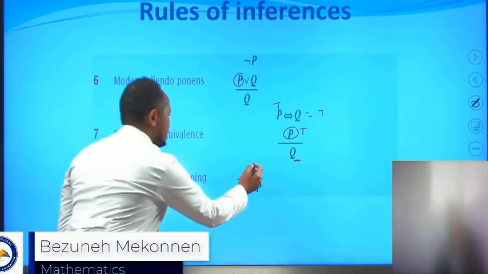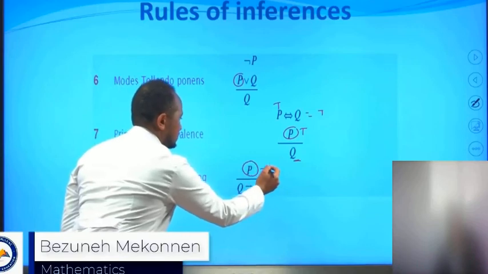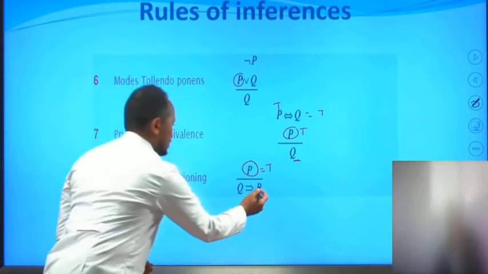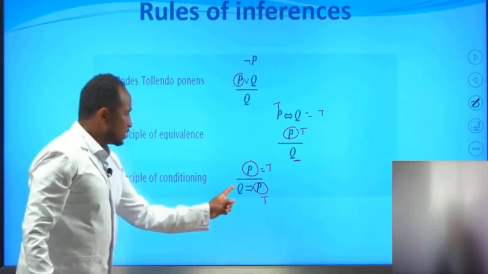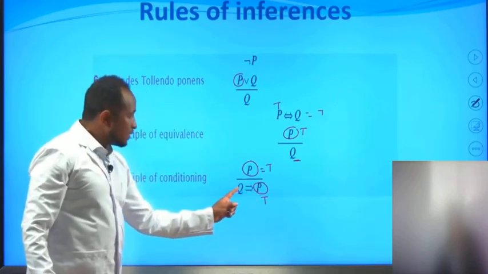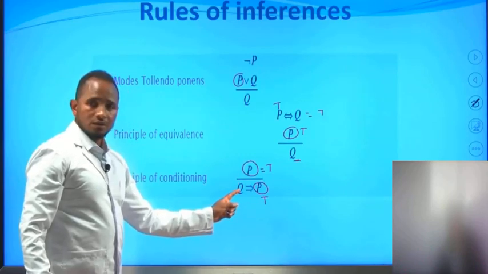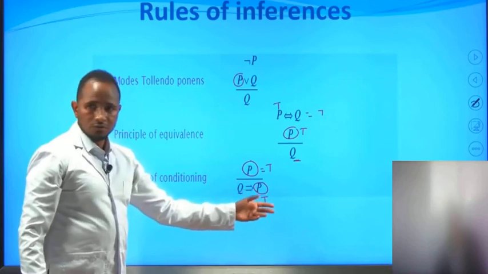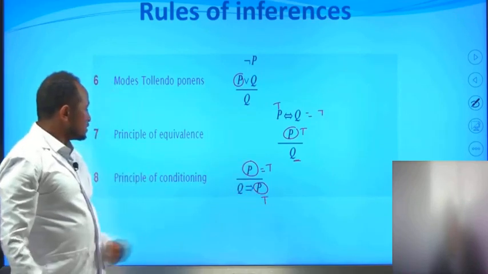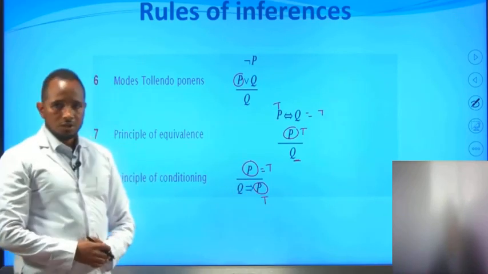Here, the principle of conditioning. If P is true, at the conclusion, P is true. So Q implies P is true, whatever the value of Q is. If it is true, true implies true gives you true. If it's false, false implies true also gives you true. So this is also valid. We call this the principle of conditioning.